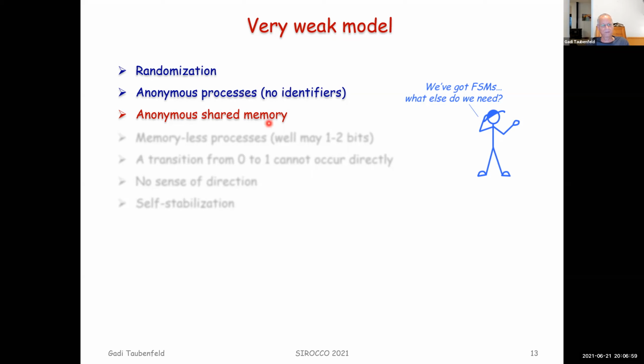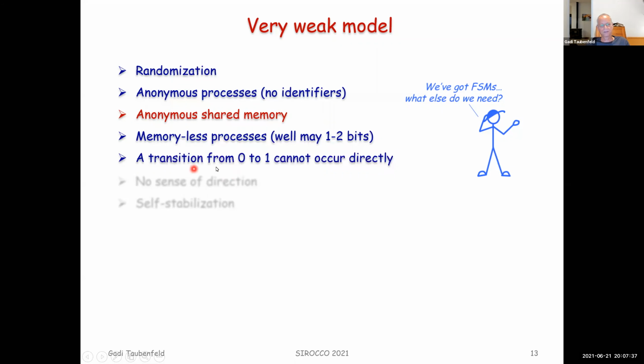This is a new area of research in the last 4 years, and I encourage you all to look at some papers, both in Sirocco and in Pozzi, and to read about this. I find it very interesting. The next thing is the processes should be memory-less. This comes from biology. Well, we're going to assume that they have 1 or 2 bits of memory just to model things that have to do with randomization and the direction that they are moving, but not more than that. But in reality, they should be completely memory-less.